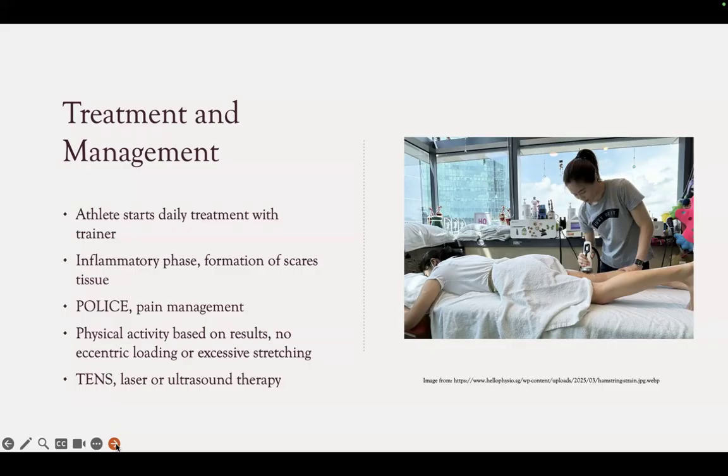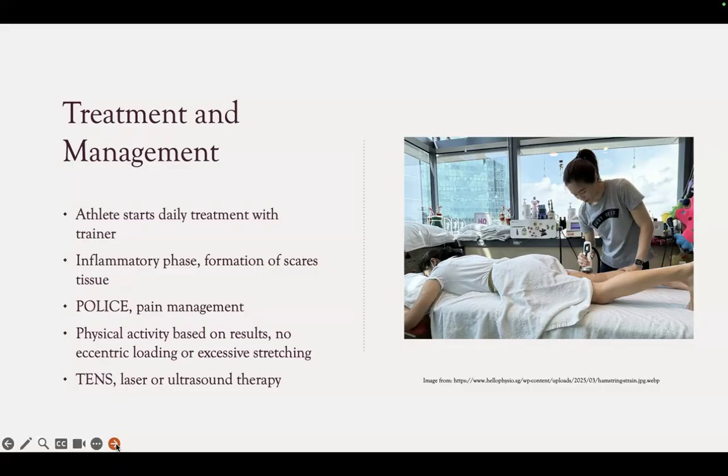and we are using the POLICE principle, so we are using ice therapy for around 20 minutes every 2 to 3 hours to help reduce the inflammation and swelling. We are using compression. Athletes can wear some band or wrap to limit the swelling and also to squeeze the hamstring a little bit to provide a little bit more support.